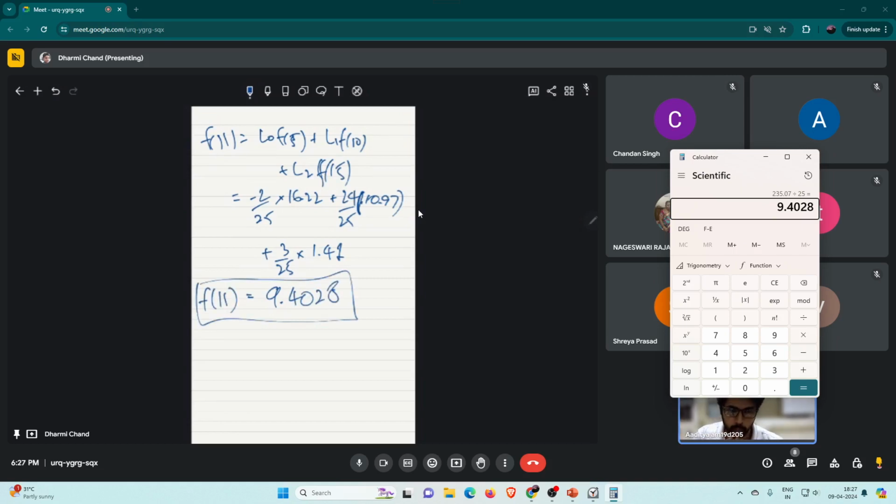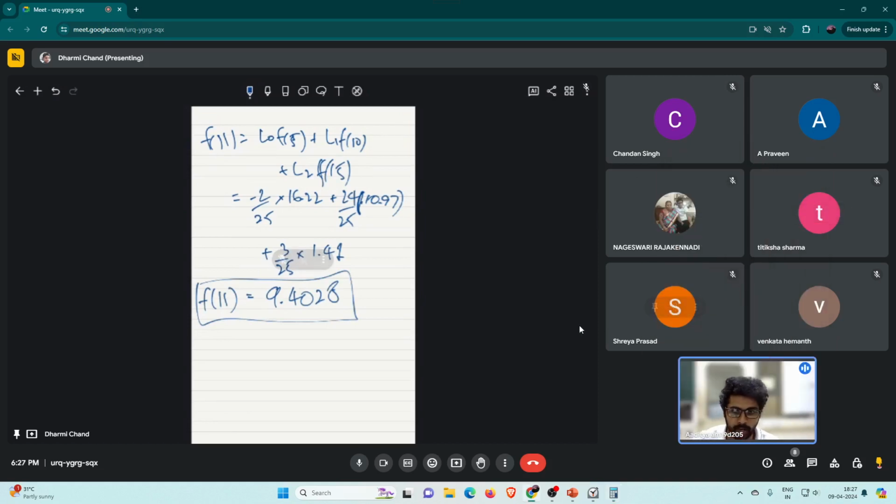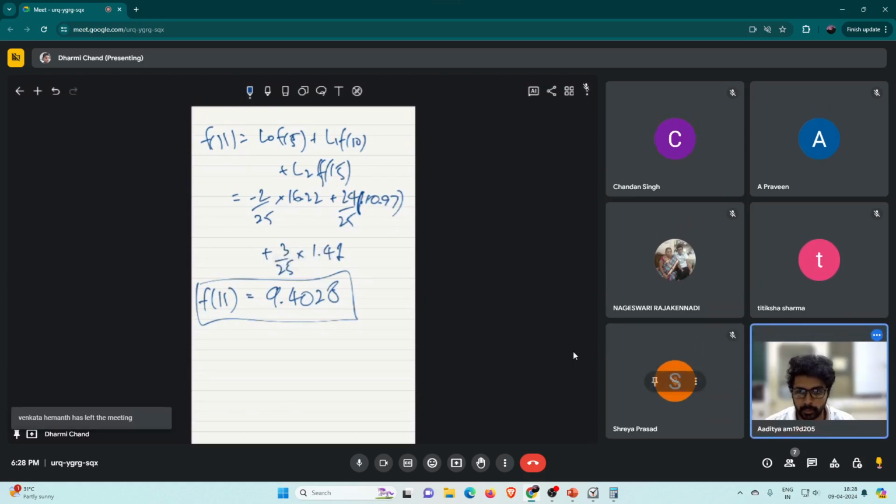So I hope you got that answer. Since the denominator was 25, we didn't have a really repeating decimal, because it's a multiple of 5, so it will terminate very fast. So yeah, this was it.